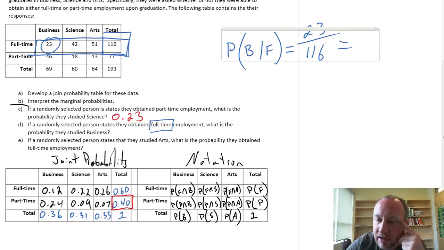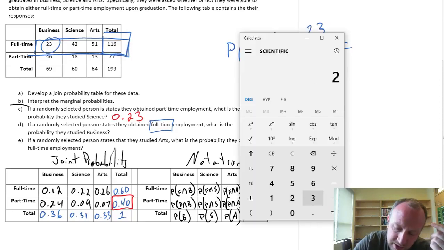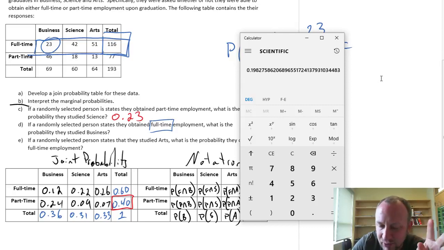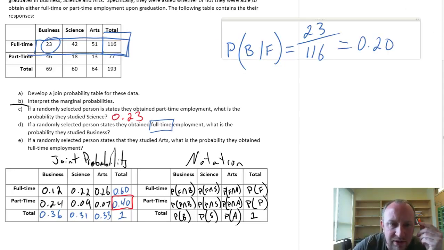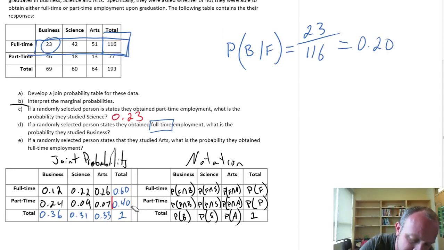And so here I can calculate that: 23 divided by 116, and call it 0.2. We'll round that to 0.20. Now, going through our little adjustment, let me clean this up a bit.